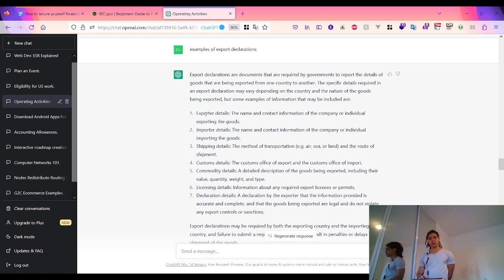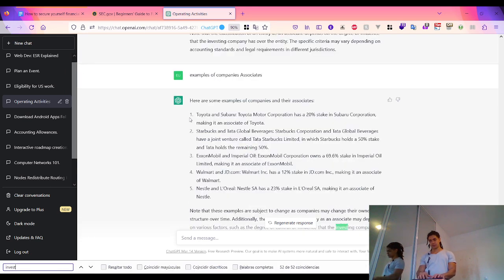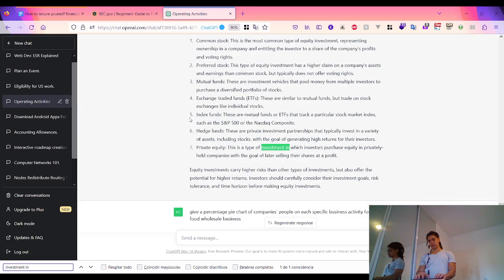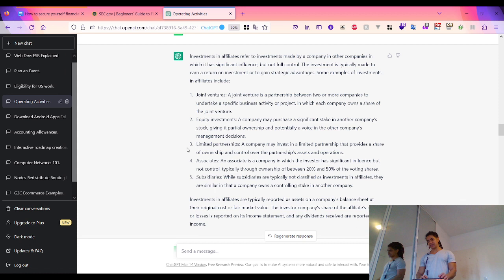Interesting. Okay. Another example is limited partnership. So I talked about joint ventures, equity investment, or investment in affiliates. Okay, like this. The other is limited partnership. A company may invest in a limited partnership that provides a share of ownership and control over the partnership assets and operations.